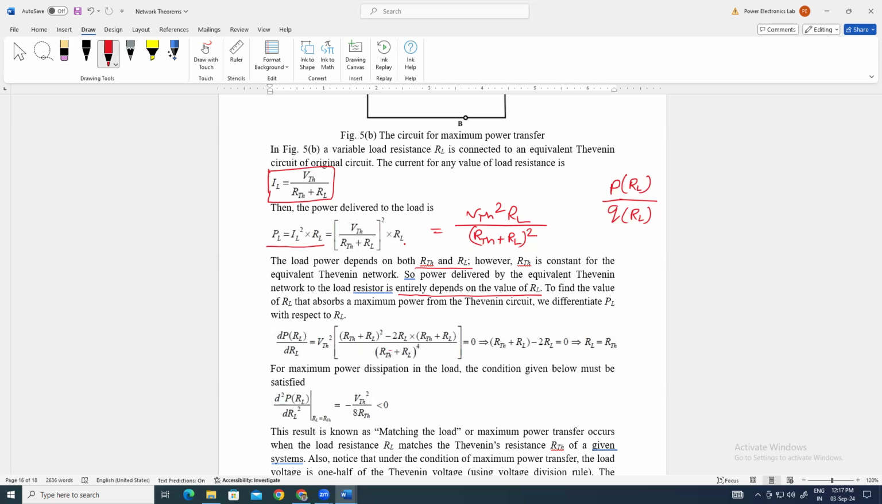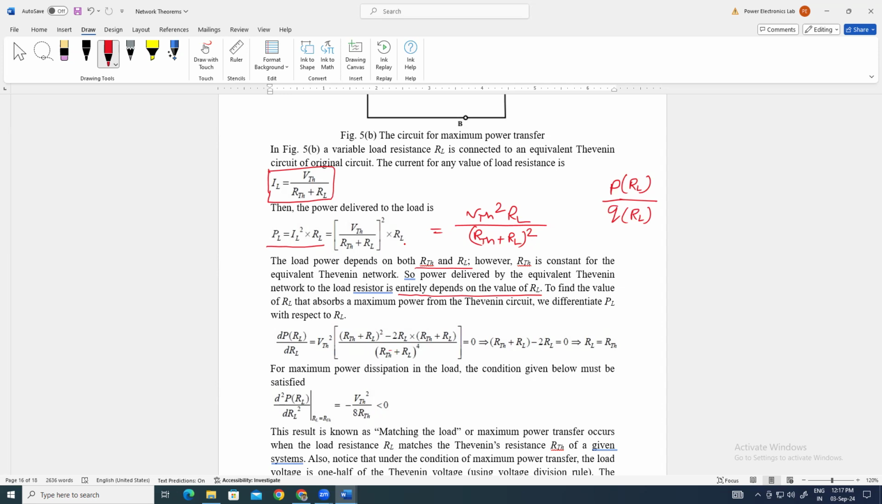That will be 0. If we equate this to 0, then we will get the condition for maximum power being transferred from the source to the load side. By equating this, we can see that if the numerator is 0, this whole quantity will be 0. So RTH plus RL is common here, you can see.